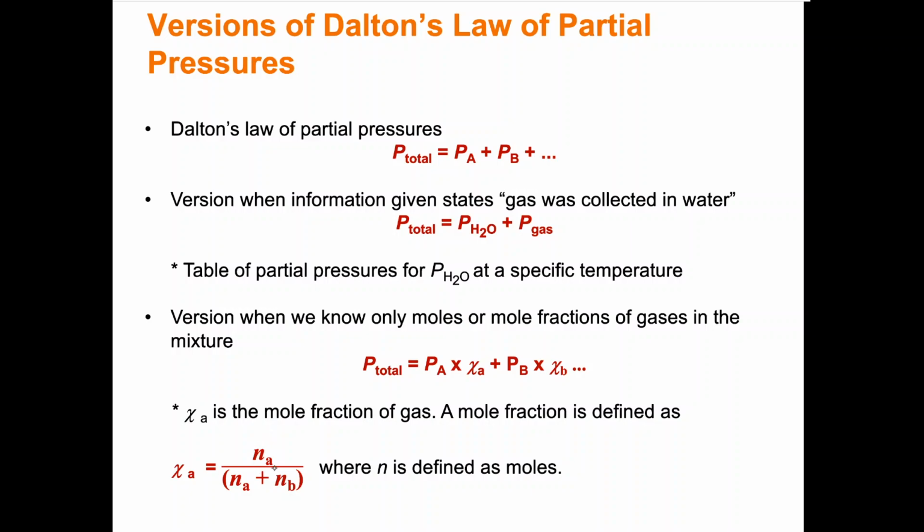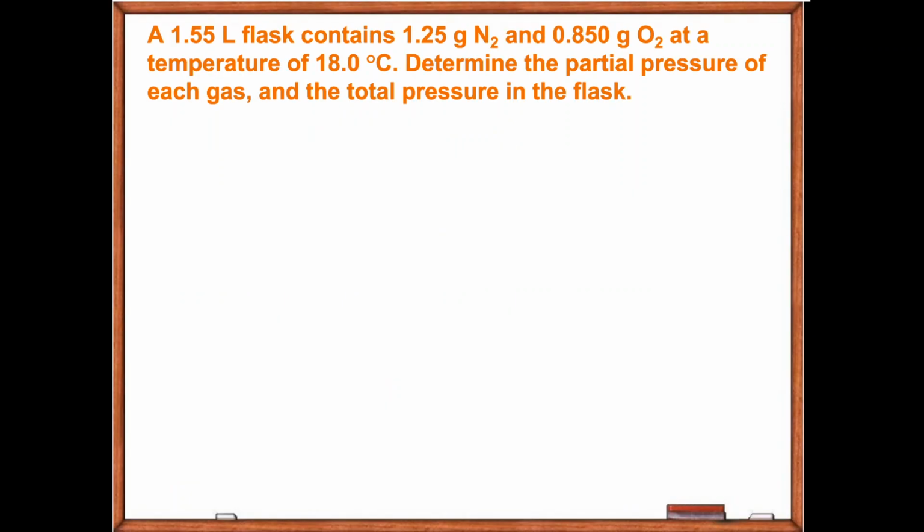Okay, so let's take a look at some different versions of Dalton's law. The one we just looked at, we said P total is equal to P of A plus P of B. But suppose we're looking at a version where the information given states that the gas was collected in water. Then we're going to say P total is equal to the P of H2O plus the P of the gas. The big difference here is that the table of partial pressures for water will be used at that specific temperature.